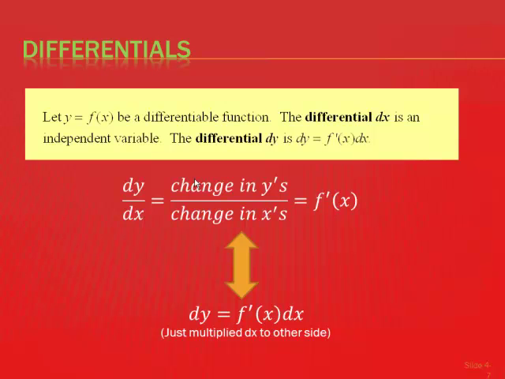If I would just simply solve this for dy, all I'm doing is multiplying over my dx. So dy is equal to f prime of x dx. All I have done is I've solved for dy. I've just multiplied dx over to the other side. So we have just written the derivative differently. We've just solved it for dy instead of leaving it in the form of dy dx.